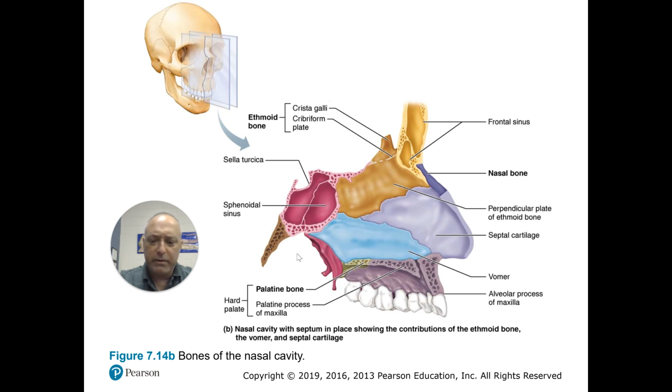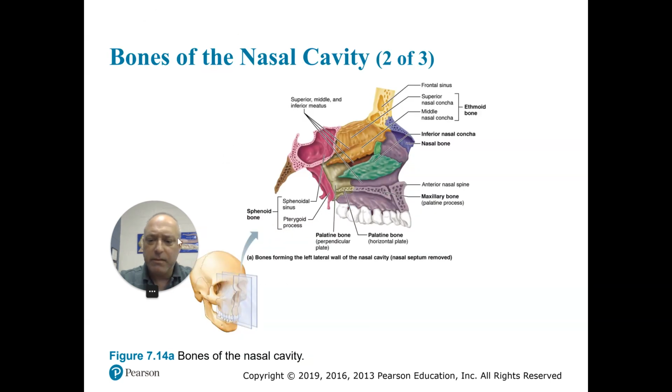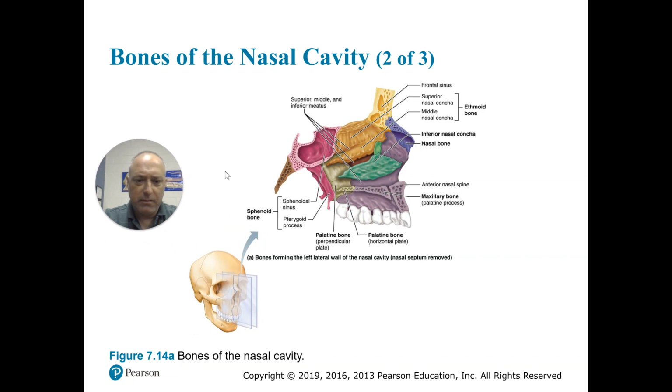Okay, so another look at the nasal cavity. We've got the ethmoid, the nasal bones, the vomer, and just another look at this, the sphenoid with its sinus.